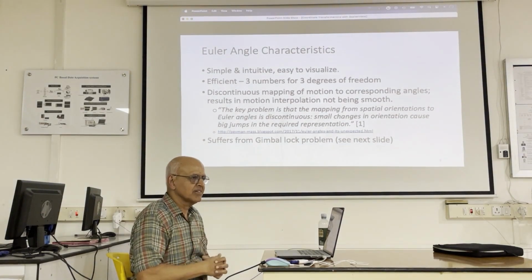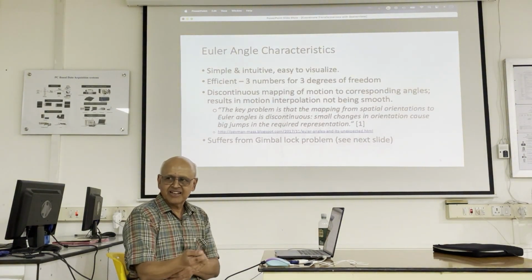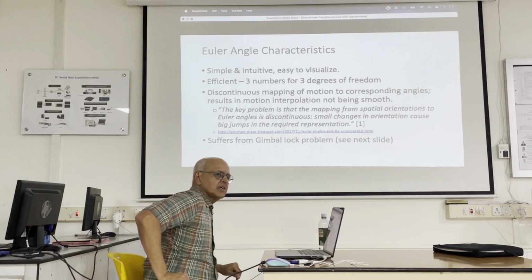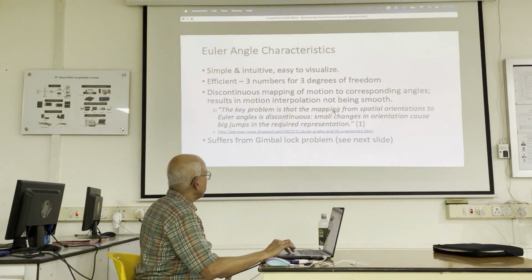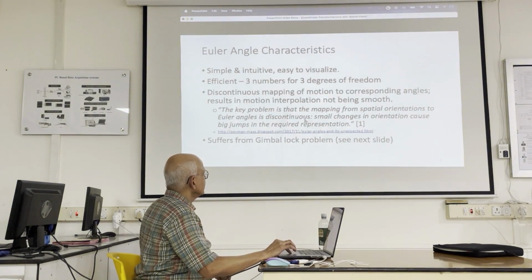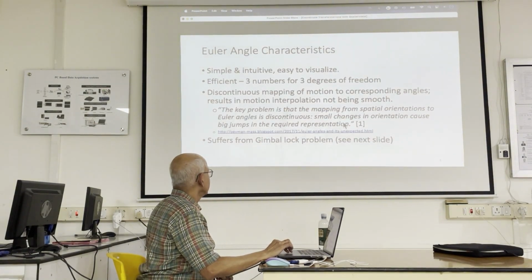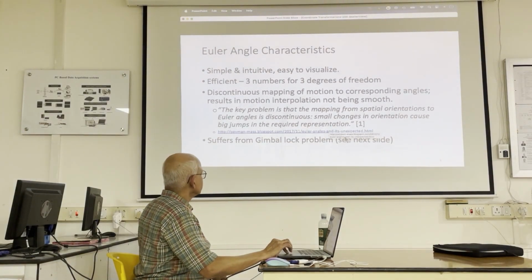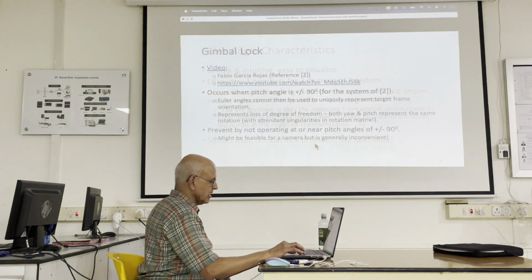Too much work though, but if you've already done it, then it's not work. It's more work learning quaternions, right? So that's what they were thinking. The older guys don't change that easily. So the key problem is that the mapping from spatial orientations to Euler angles is discontinuous. Small changes in orientation cause big jumps in the required representation. Okay, and you can go to this, it actually explains that phenomenon. But the bigger problem is the gimbal lock.